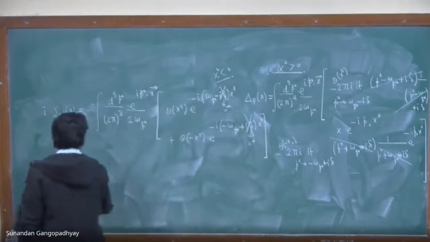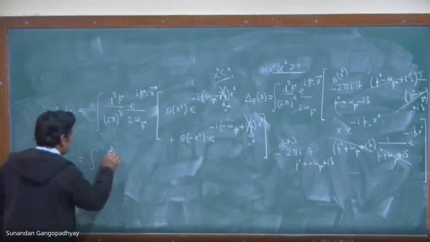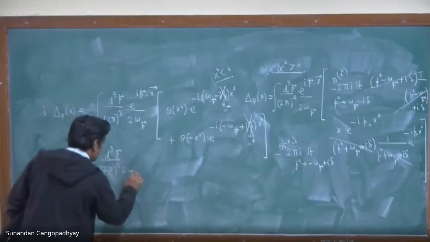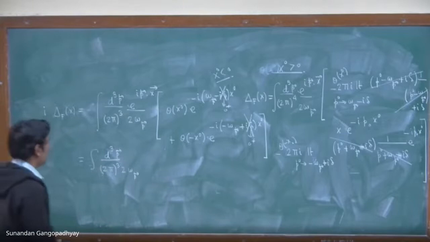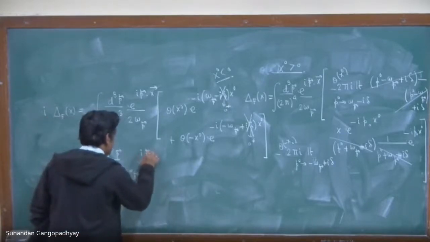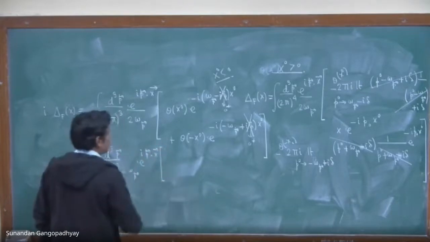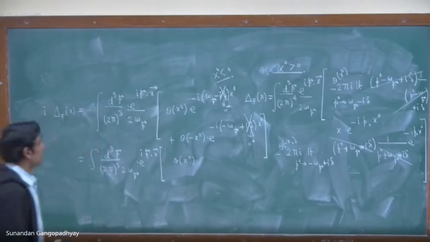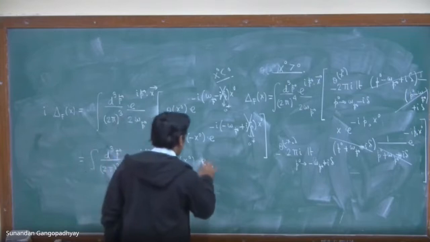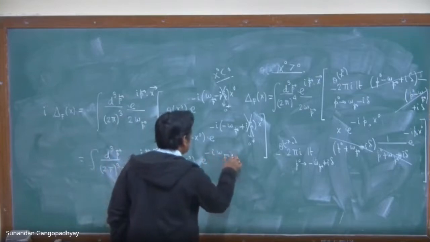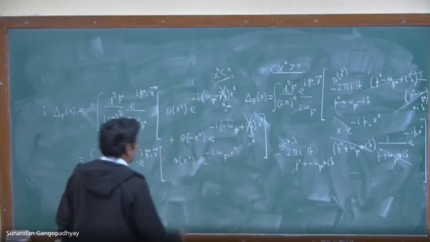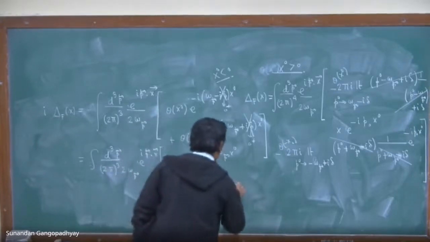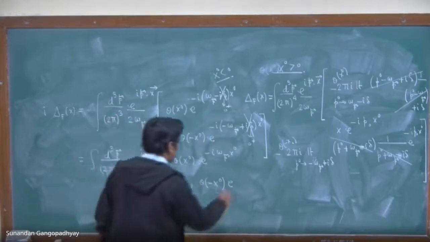So we finally have d cubed p by (2 pi) cubed, 2 omega p downstairs, e to the power of i p dot x, times theta of x0 e to the power of minus i omega p x0, plus theta of minus x0 e to the power of plus i omega p x0.